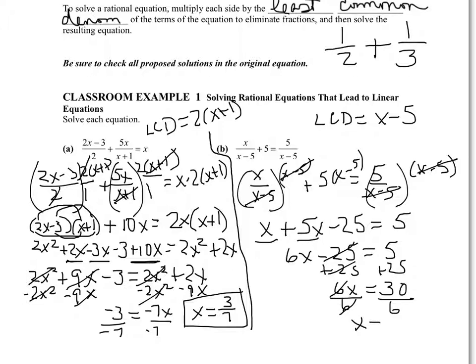Now remember, before I box it up and move on, I need to go back and look at the original equation. I'm noticing if I try to put in 5 for x, my denominator will become 0, which means I can't use this. It's not a valid solution. Therefore, since it was the only choice I had and it doesn't work, the empty set or no solution is the answer. Let's go to the next page of notes.